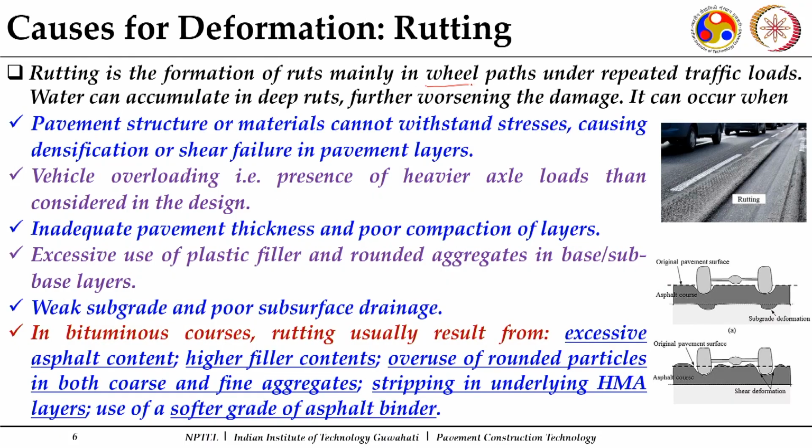Now, the other common distress under the deformation category, where there is some change in the shape of the pavement structure, is rutting. It is a very common distress usually observed on bituminous pavements. So, rutting is the formation of ruts, specifically, as we discussed, it happens mainly in the wheel paths because of the excessive repetitions of the traffic loads.